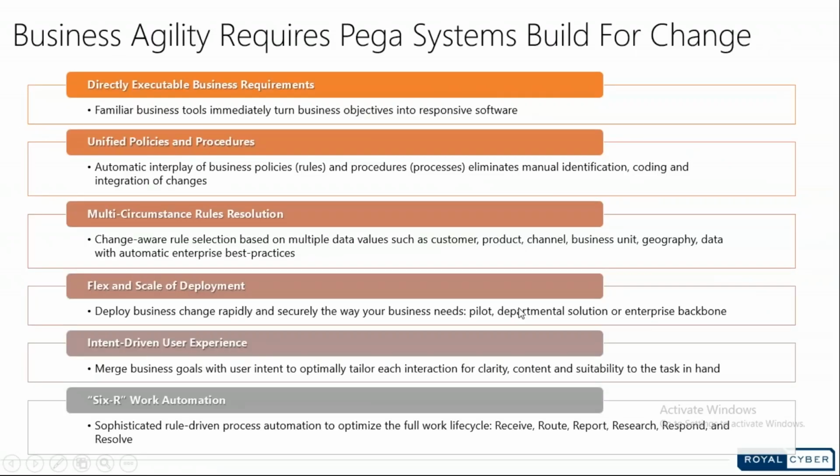Okay, so that's a little bit of introduction about the Agile and Scrum process. Now we will go through how the Pega system is going to help your business agility, and what the benefits are of going with the Pega Systems BPM tool. The basic advantages, I just listed a few of the main core features of Pega. To start with, directly executable business requirements.